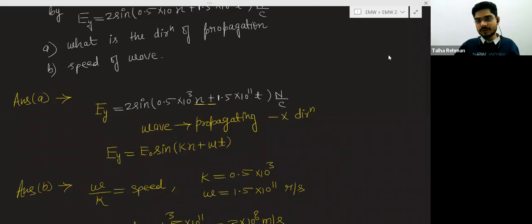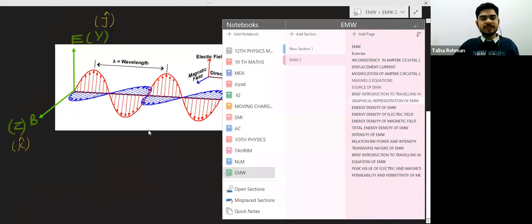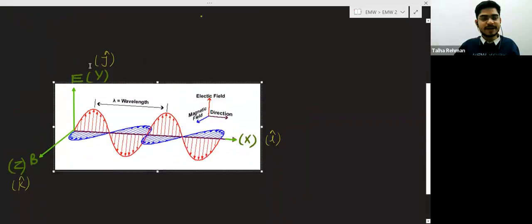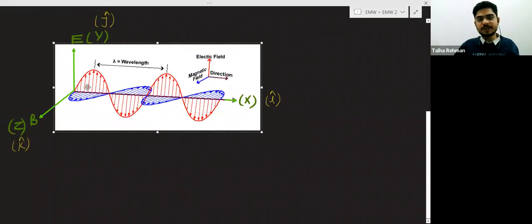Okay, so now after this, see the graphical representation of the electromagnetic wave. This is the graphical representation. Electric field, magnetic field. Electric field is oscillating along the y-axis, magnetic field is oscillating along the z-axis, and direction of the propagation is along the x-axis.